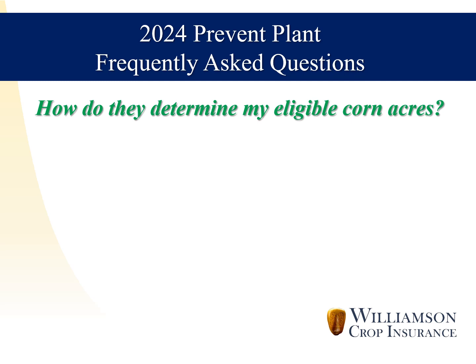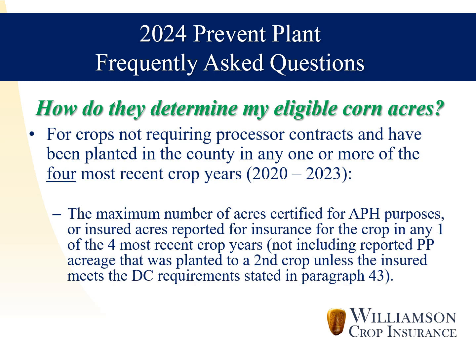So first off, how do they determine my eligible corn acres? How do they even do this? What they'll look at, your AIP, the insurance provider that is covering your policy, they're going to look at the last 4 years of your history. So that for this year is 2020, 2021, 2022, and 2023. And the maximum corn acres that you've planted or have been prevent planting, combination of the two, in the last 4 years, that is going to be what you're eligible for.